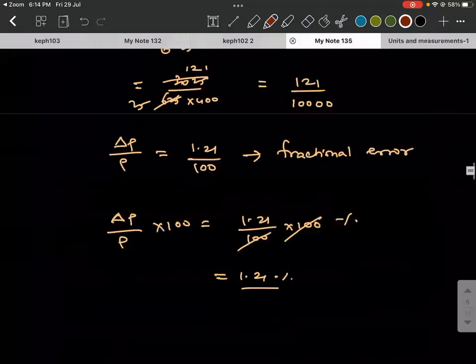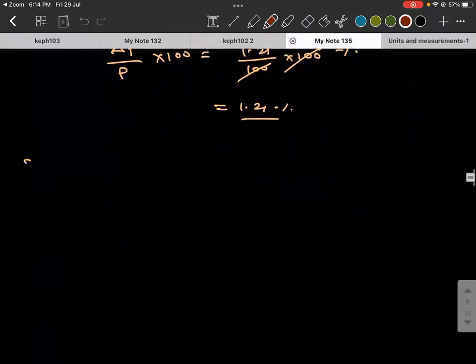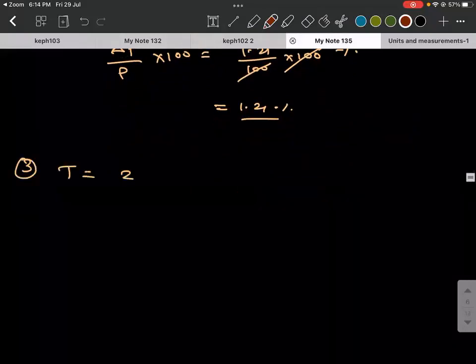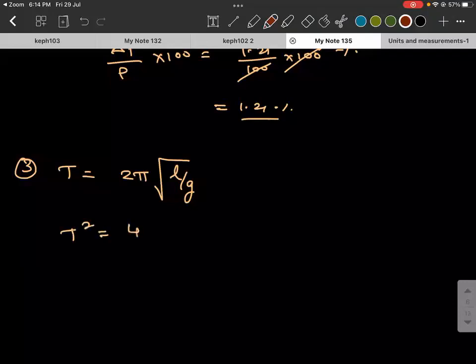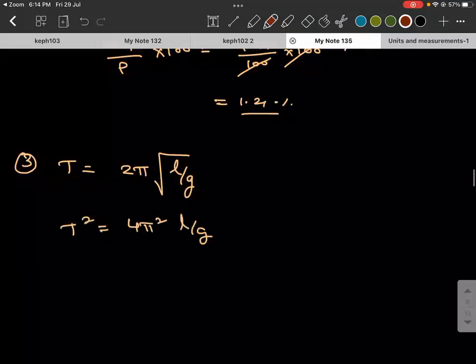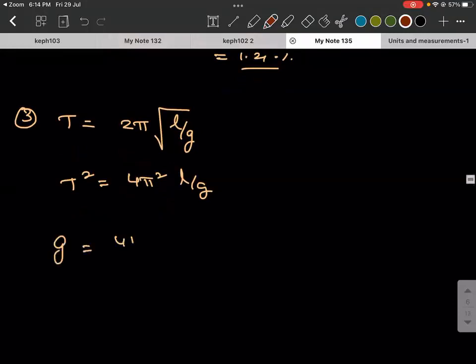Let me do this. What is problem number 3? See, T is equal to 2 pi root L by G. The first hint I would give you is, even before you substitute the values, bring the unknown to the left hand side and all the known parameters to the right hand side. Till then, don't substitute any value. I need G, I don't need root G, so I need to square on both sides. T square will be equal to 4 pi square into L by G. Accepted? So G is 4 pi square into L divided by T square.